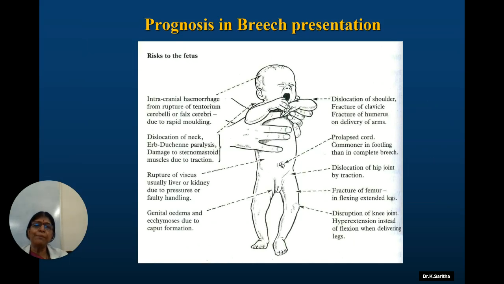Now the prognosis in breech presentation, or the damage which can be done to the breech, includes a dislocation of the shoulder, a prolapsed cord, or a dislocation of the hip joint. That is why we teach you that whenever you are delivering the breech, the dorsum of the breech should always be facing us, and the breech should always be held by the feto-pelvic grip. No hand should be kept anywhere else except on the pelvis of the fetus. By the feto-pelvic grip the breech is held, and that is how you deliver.